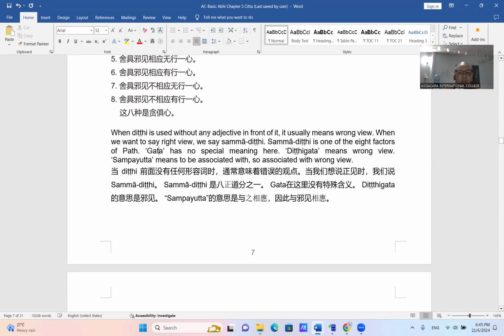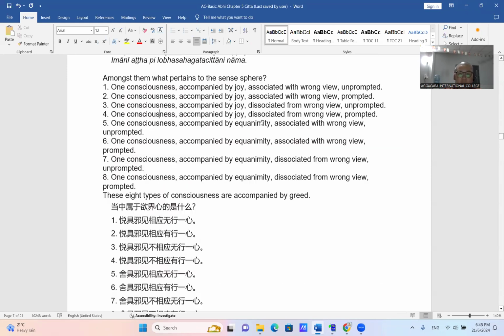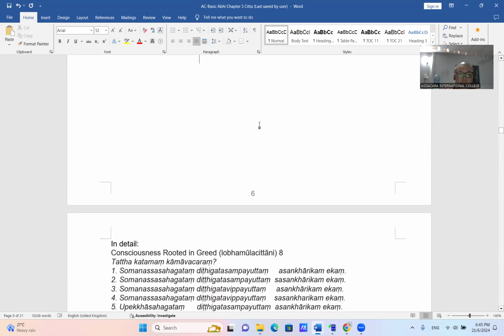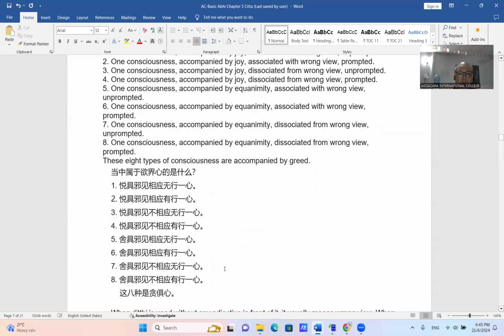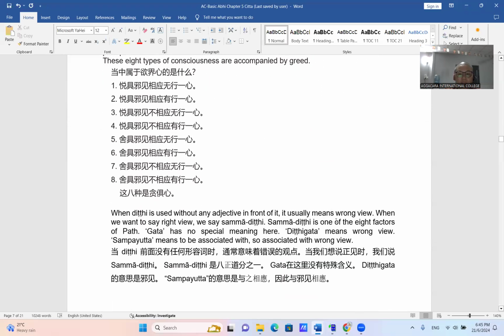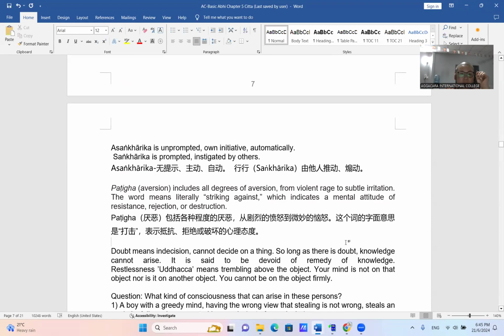So gata here means known feeling. You see the word gata, all right? This one, ditthi gata sampayutta. I'll come back to this later. So this gata has no special meaning here. So ditthi gata means wrong view. Sampayutta means associated. So it means that at that time the mind is associated with wrong view.